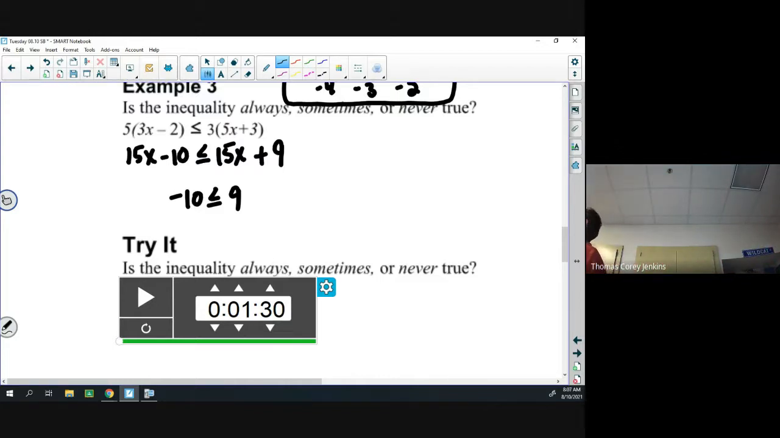Okay, now we know -10 and 9 are not the same. So if this were an equation, this would be no solutions, right? But as we read what we have on the paper here, -10 is less than or equal to 9. Is that true or false? That's true, right? This is a true statement, so this would be an always true.